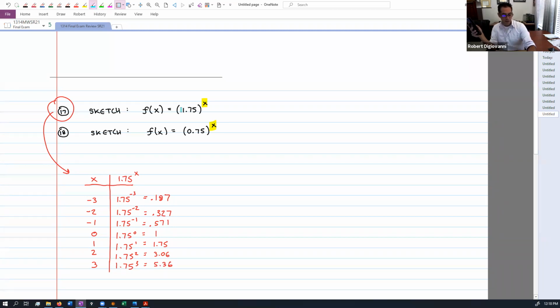Now, I didn't mention this, but because 1.75 is bigger than 1, this should be exponential growth. So when we graph this, we should expect it to look like this. Let me do that though. 1, 2, 3, -1, -2, -3. Okay, let's plot these points. So at -3, I'm really small. I'm at 0.187, so really small. -2, I'm a little bit bigger. At 0, I'm 1. Okay, so I should have put that there. At -1, I'm at 0.57, so something like that.